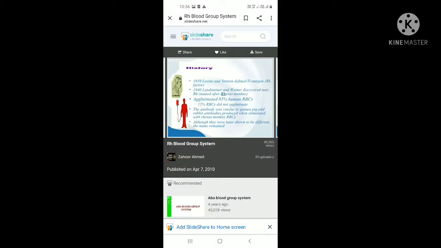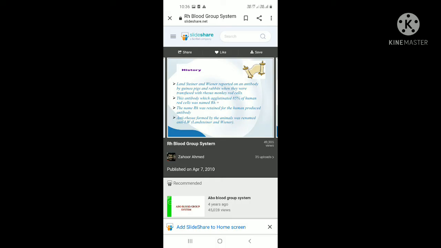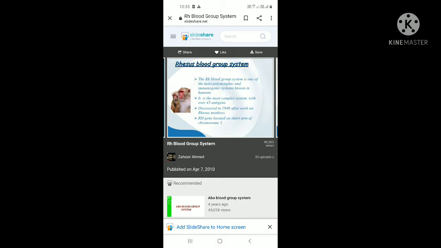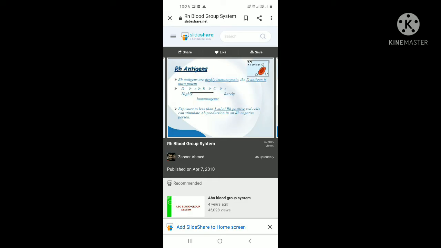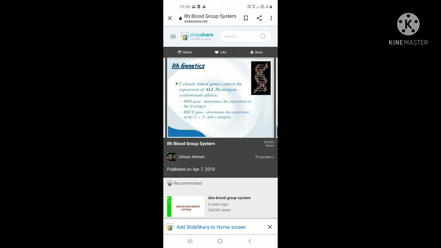Here I present the Rh factor, discovered by Landsteiner and Wiener. How did they observe the antigen, in the rhesus monkey, and it is also present in the human body. And here this is the Rh antigen, and we know this is a potent antigen.